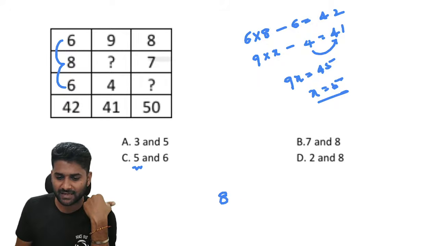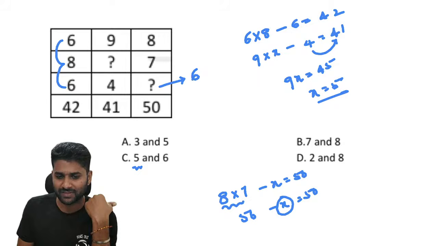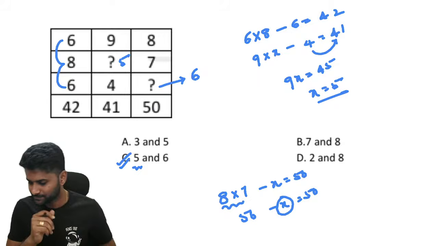Let's verify the second case. 8 into 7 minus x is equal to 50. So 8 into 7 is 56, minus x is equal to 50. So definitely x should be replaced with 6. Now the suitable answer is 5 comma 6.